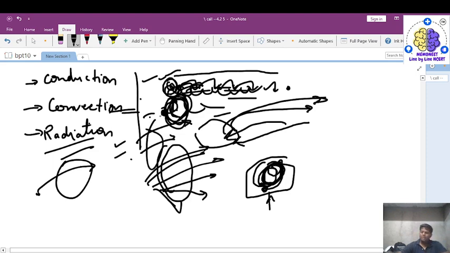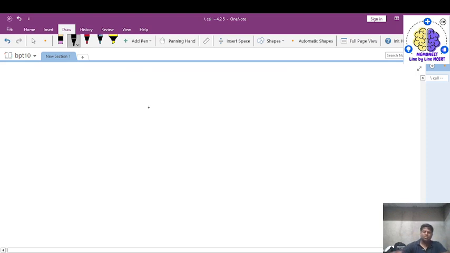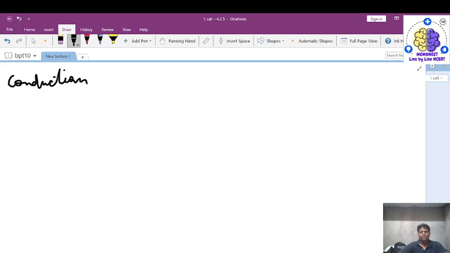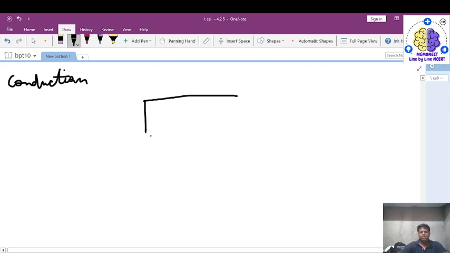So now let's see conduction first in an elaborated manner. In conduction, what is happening is, suppose this is a conductor to which we are supplying heat from this end. It has been heated from this end.